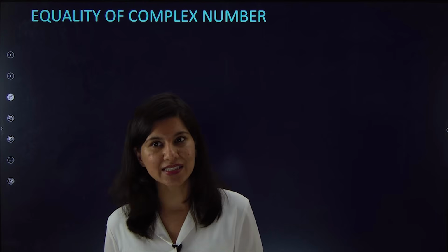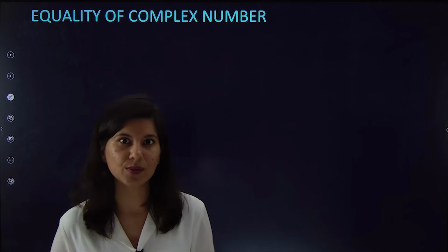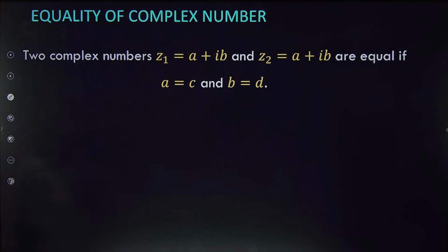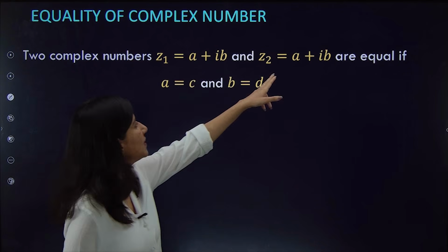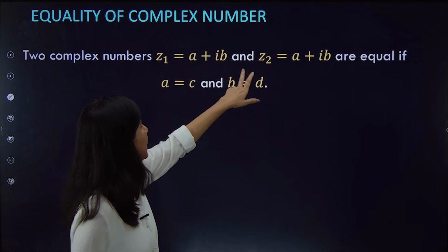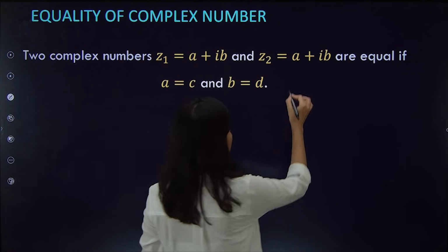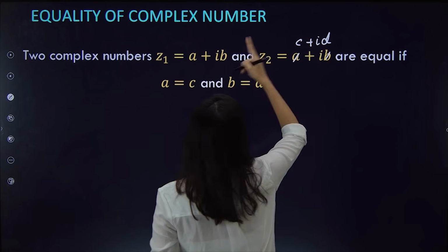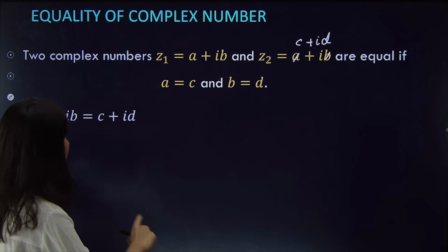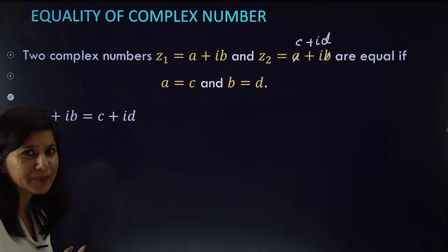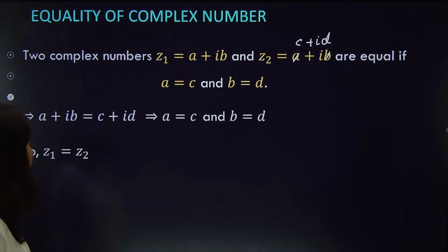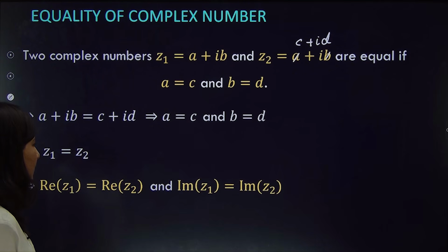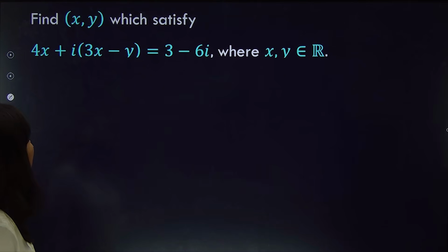The imaginary part is the same and the real part is also the same. So yes, the two complex numbers are there. Both are equal if, sorry, this is C plus iota D. Both will be equal when their real part and imaginary part are equal. Z1 is equal to Z2, right? Real parts are equal and imaginary parts are equal.